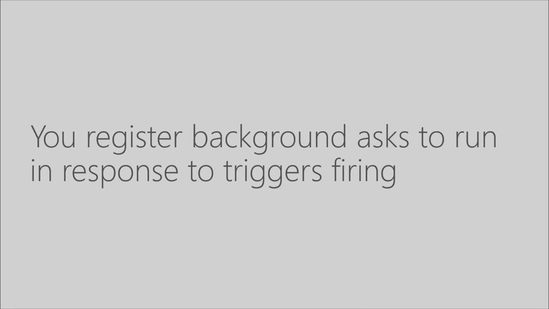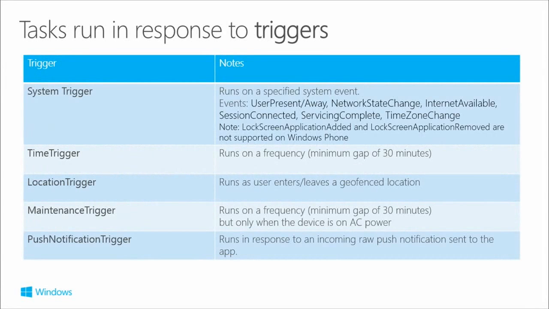How do you actually schedule these things to run? Well, it's all about this thing called triggers. Triggers are OS things that fire, and there are loads of them. Tasks run in response to a trigger. There's a broad category called system trigger, and the system trigger has loads of different flavors of it.